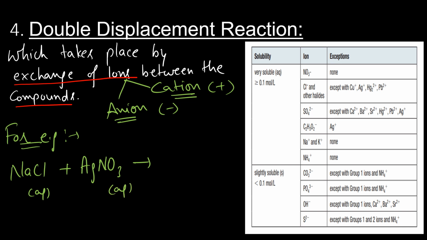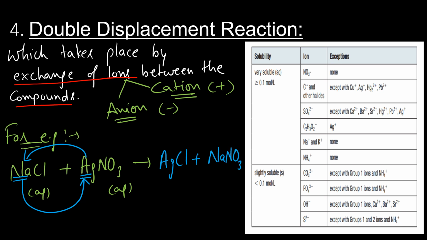Now here I am reacting two compounds, and they will exchange their ions. Let's say I am exchanging their cations, sodium and silver. When I exchange the positions of sodium and silver, what I am going to get is silver chloride and sodium nitrate.